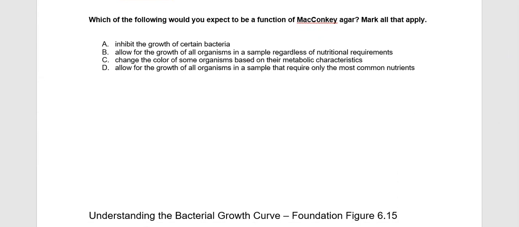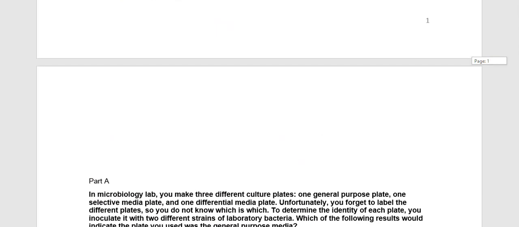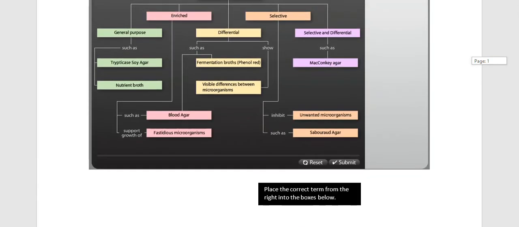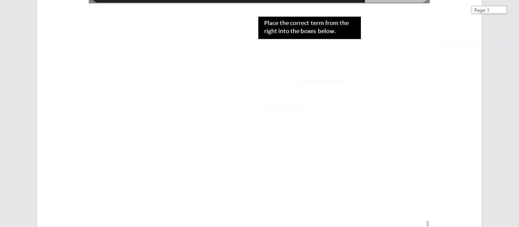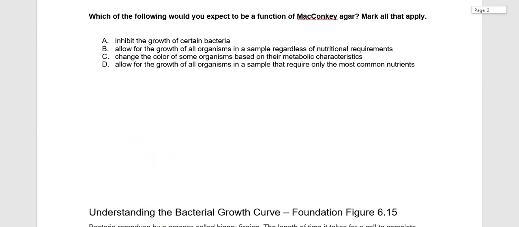Next question here. Which of the following would you expect to be a function of MacConkey's agar? So if we just went back to the concept chart that we have here, we see MacConkey's agar is both selective and differential. So all of those things that hold true for selective media and differential media would hold true for the MacConkey's agar. So let's look at some of the options that we have here, and we're going to select all that apply.